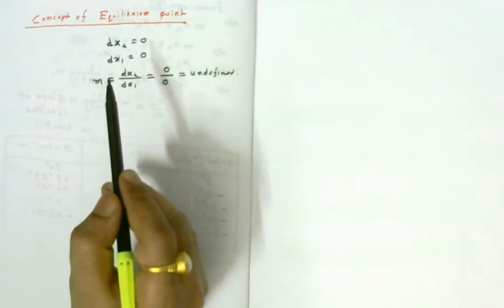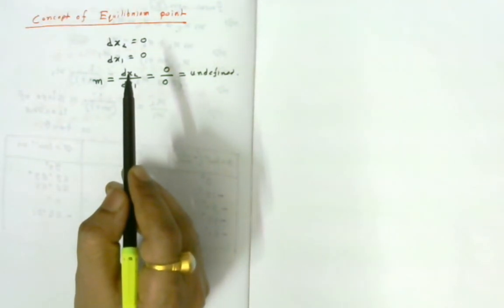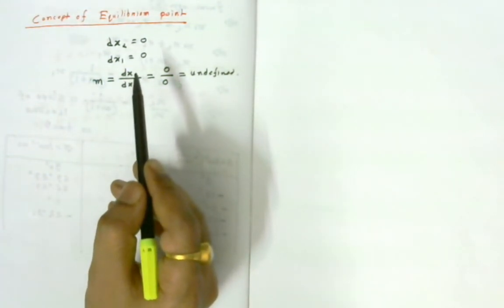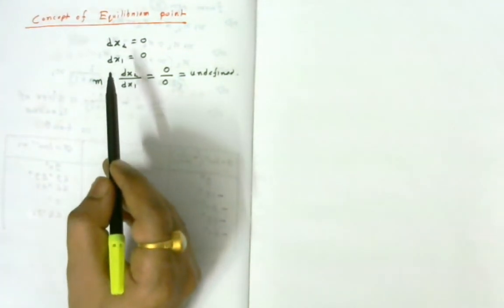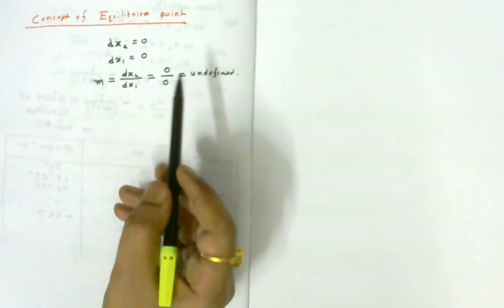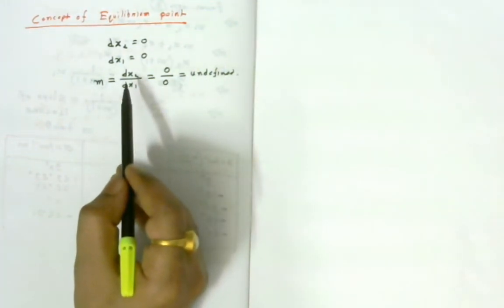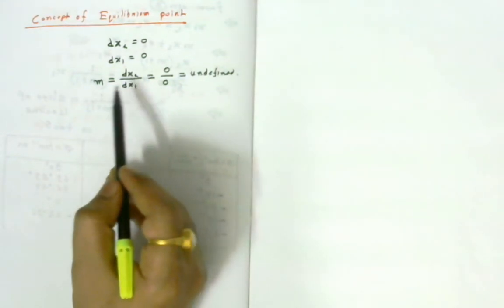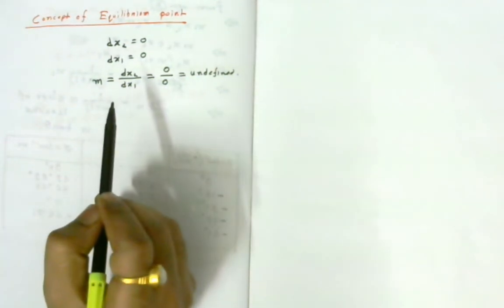Now you can also ask me, sir, for a differential equation given to you, how can I find out the equilibrium point? First of all, by taking proper assumption for the state variables, find out the slope of the trajectory, m equals dx2 by dx1, and then check for which values of x1 and x2 the slope of the trajectory becomes undetermined. That point is the equilibrium point.